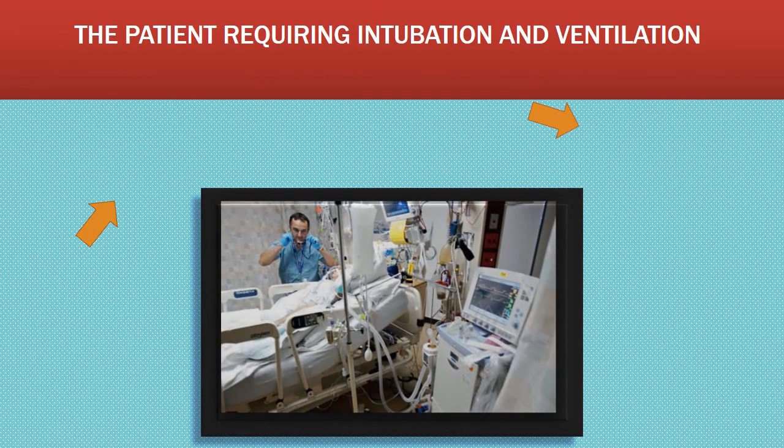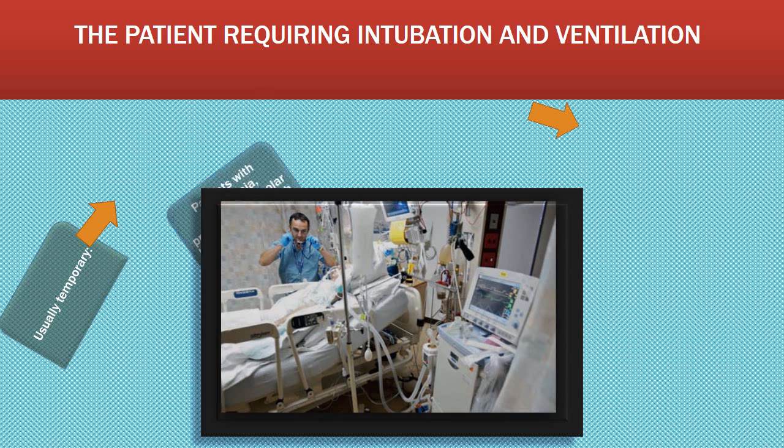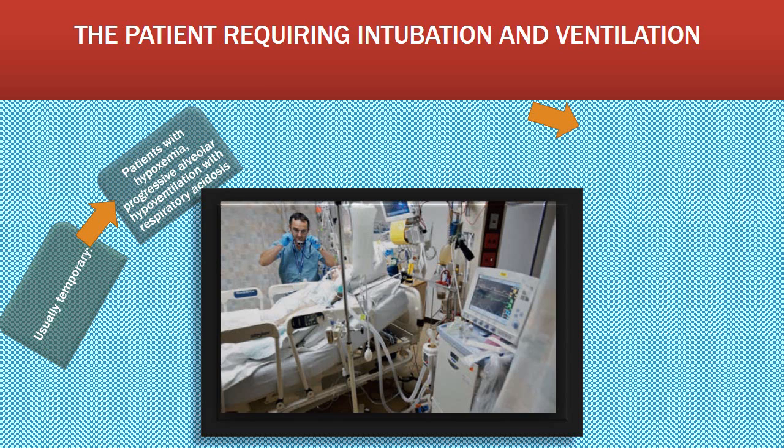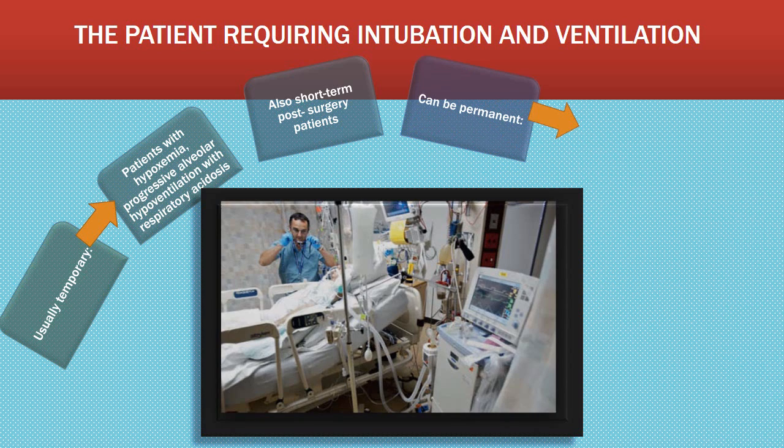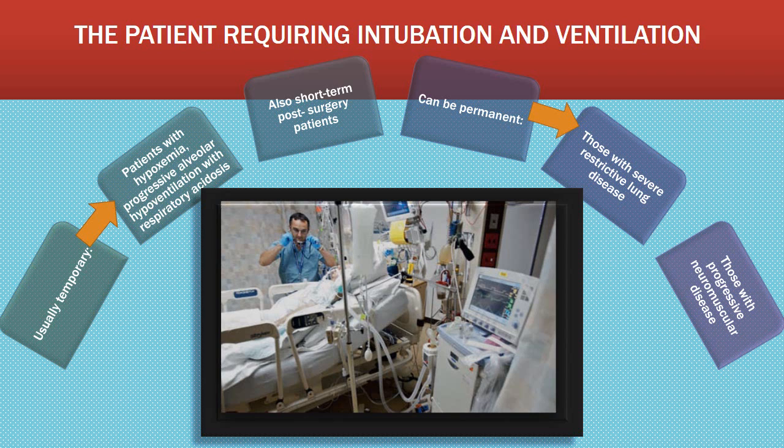Let's review the patient requiring intubation and ventilation. Mechanical ventilation is usually temporary, but may be lifelong for those with severe restrictive lung disease, chronic progressive problems, or neuromuscular problems. But most often, it's going to be used for patients with hypoxemia and progressive alveolar hypoventilation with respiratory acidosis. This may also be used for patients short-term after surgery who need ventilator support.